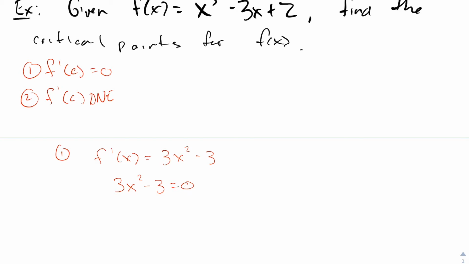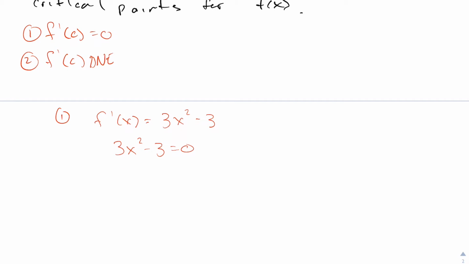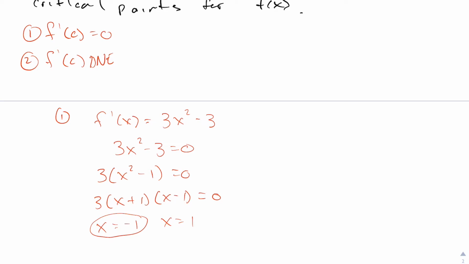And so when I solve for x, what I would do is factor this 3 out, get x squared minus 1. And I look at x squared minus 1 and notice that that's just the difference of squares, and that will factor perfectly for us. And I'll get two values, x is equal to negative 1 and x is equal to 1. So both of these points are two of my critical points. They're two possible values where I hit a max or min.